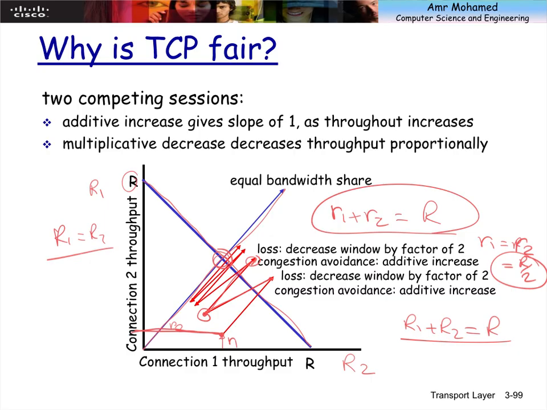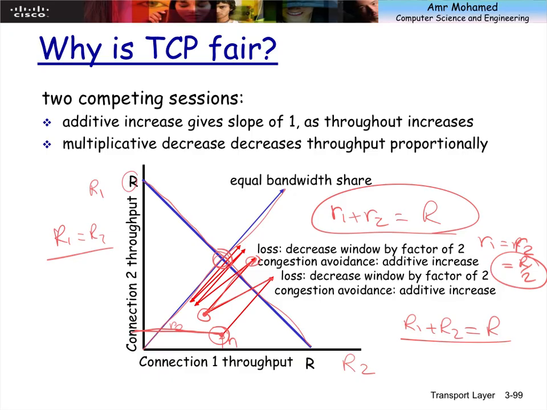Is it clear? So the trick is that when you drop to half, your half is different from my half. So if you have a bigger R, you will drop drastically. If you have a smaller R, you will drop less. This is the trick that makes it fair. Here it looks like this because the two R's are equal, right? But if we change the R and one is bigger than the other, they start from a different point.